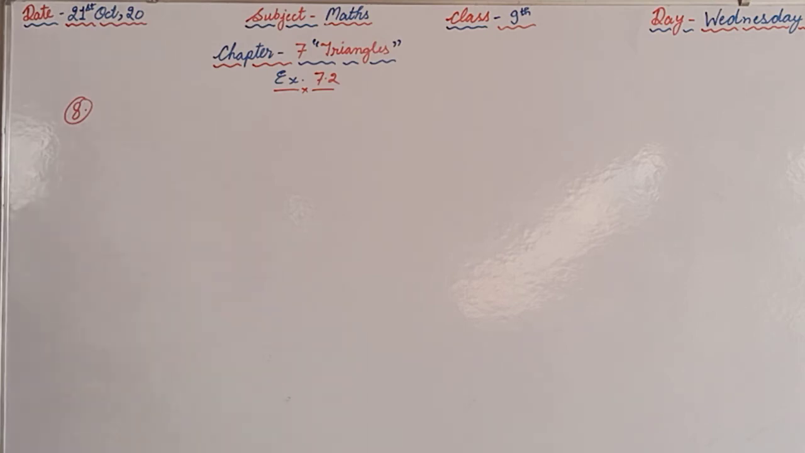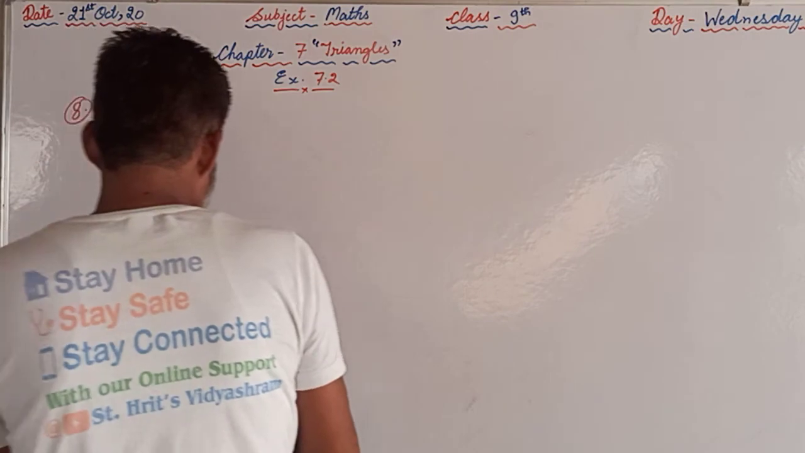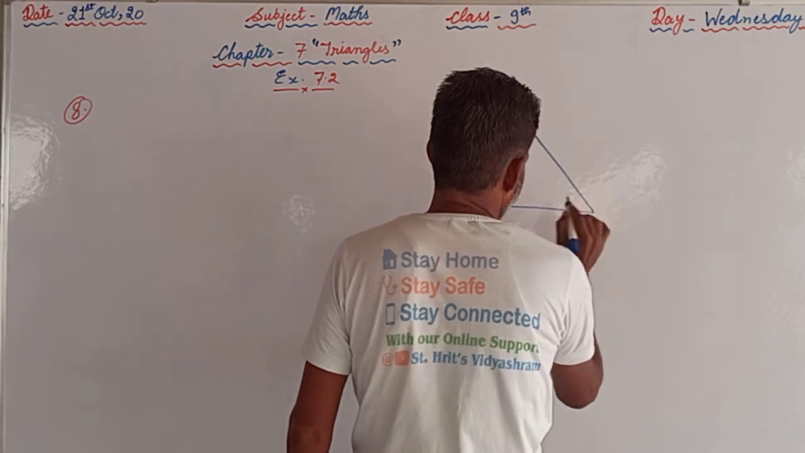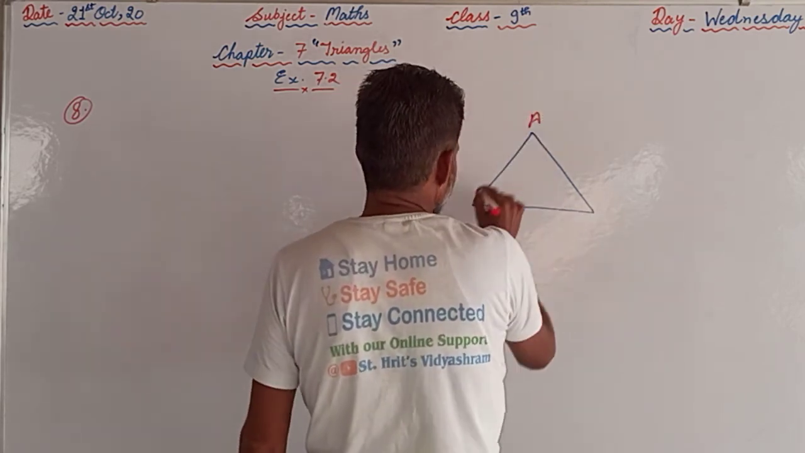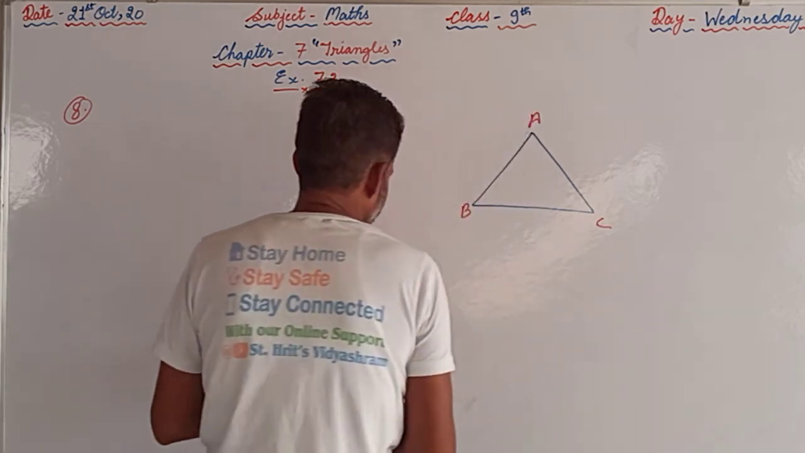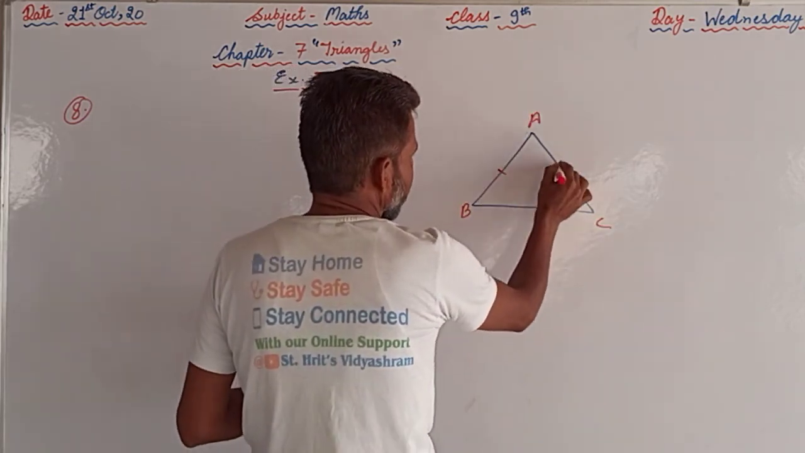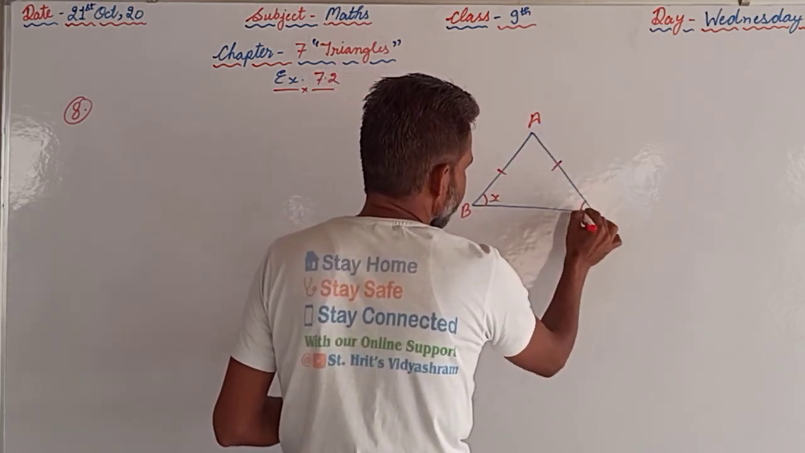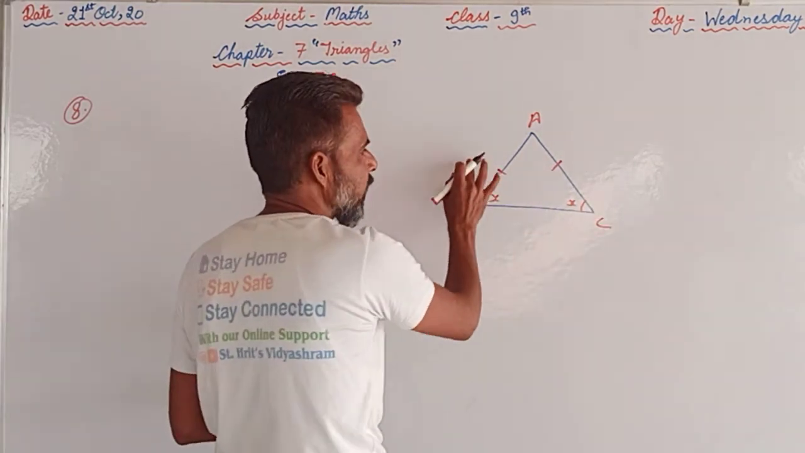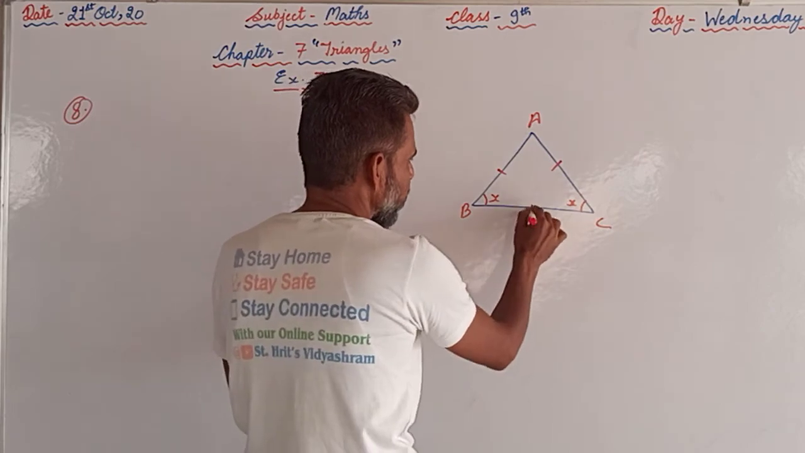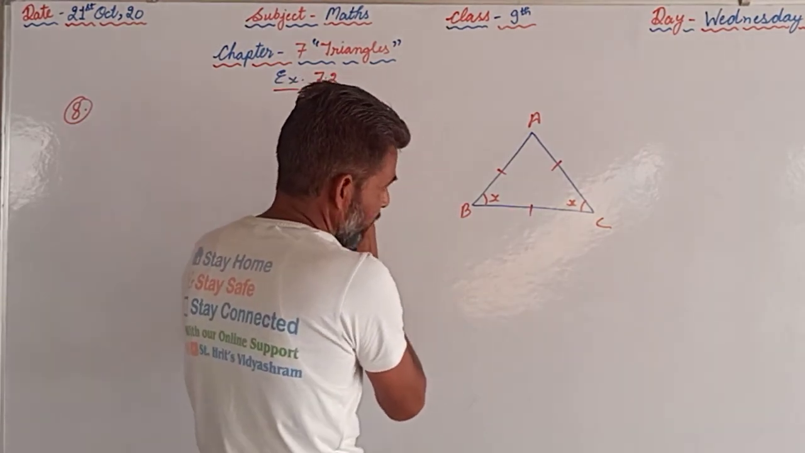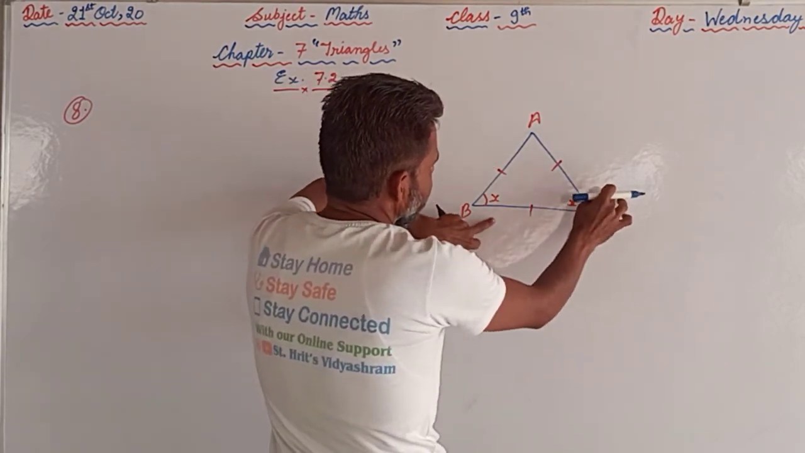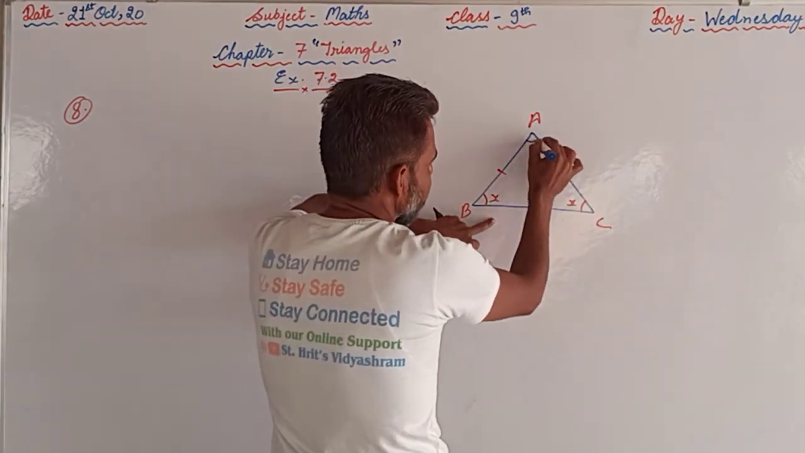Show that the angles of an equilateral triangle are 60 degrees each. Suppose an equilateral triangle ABC is there. If AB is equal to AC, then suppose this angle is X, so this will also be X, because the angles opposite to equal sides are also equal. Now, at the same time all three sides are equal, so if BC is equal to AC, that angle will also become X.